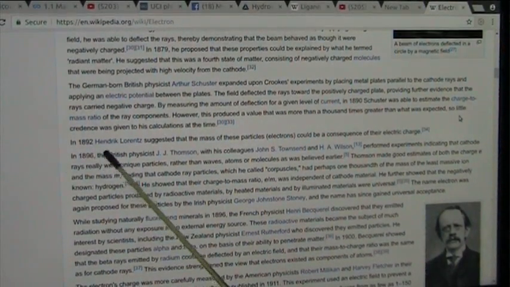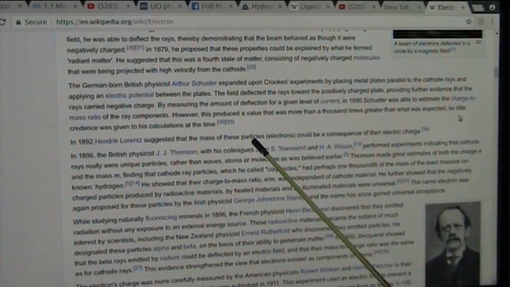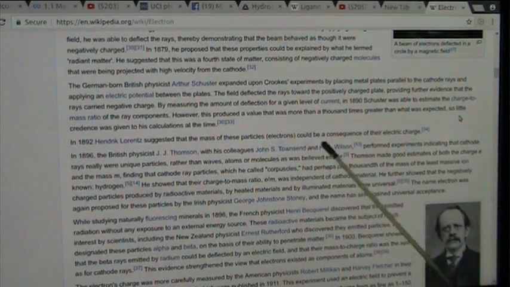In 1892, Lorentz suggested the mass of these little particles, which were the electrons, could be a consequence of their electric charge. Right? I agree with that. There is some kind of a charge going on there. I don't know how it originally originates, but there's an electric charge in these electrons.